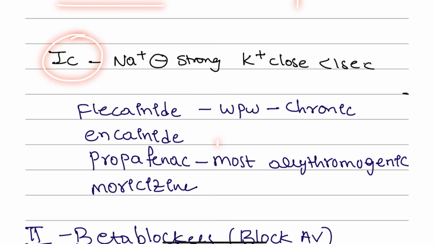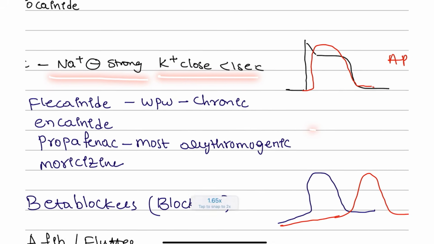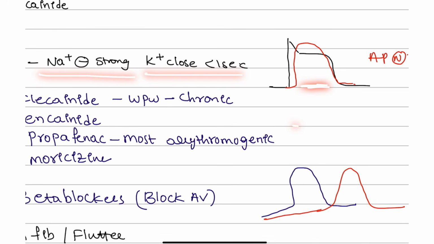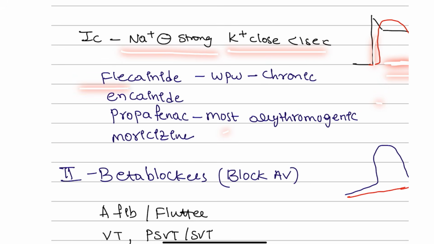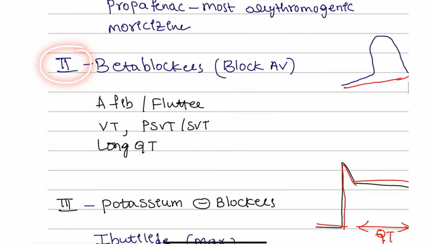Next, 1C drugs. What are the 1C drugs? Sodium channel is strongly blocked and potassium channel has a very minimal effect. So again, the action potential is not going to be changed much here and QT prolongation is normal. What are the drugs? Flecainide is commonly used for WPW syndrome chronic conditions, encainide and propafenone, most proarrhythmogenic drugs, and moricizine. Next, class 2 beta blockers.